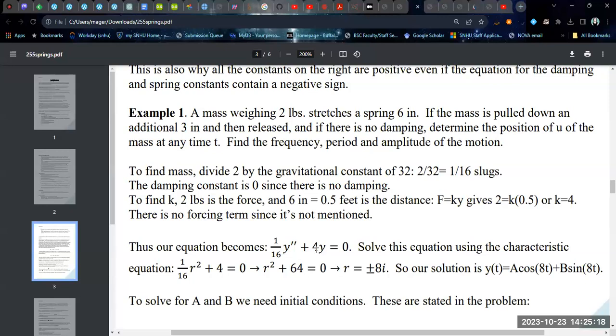Now, if we solve this, we're going to use our characteristic equation, where we assume the solution is of the form e to the rt, or e to the rx, depending which variable you choose to use. And then when you take your derivatives, the y double prime gets replaced with r squared, and the y doesn't have any r out front. It's just the constant. Then we solve this by multiplying by 16 everywhere. r squared plus 64 is equal to 0, or r is plus and minus 8i. And so we put our complex values into sine and cosine, a cosine 8t and b sine 8t.